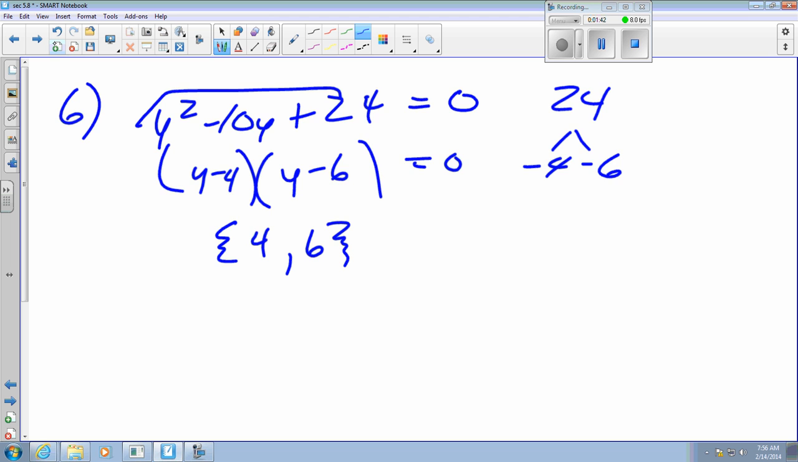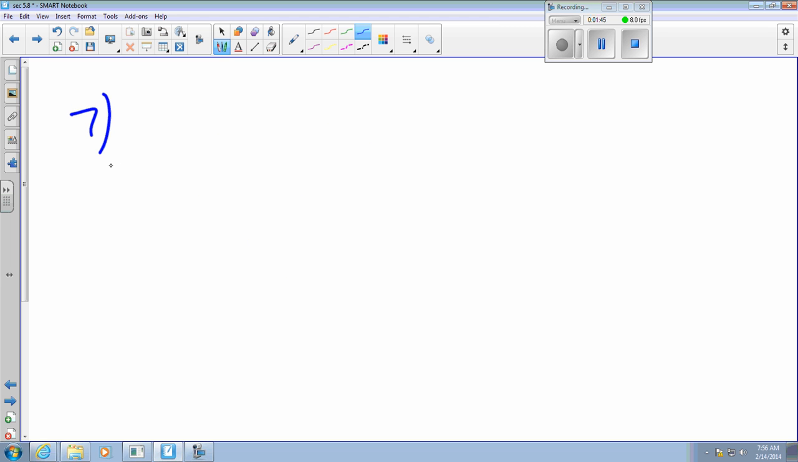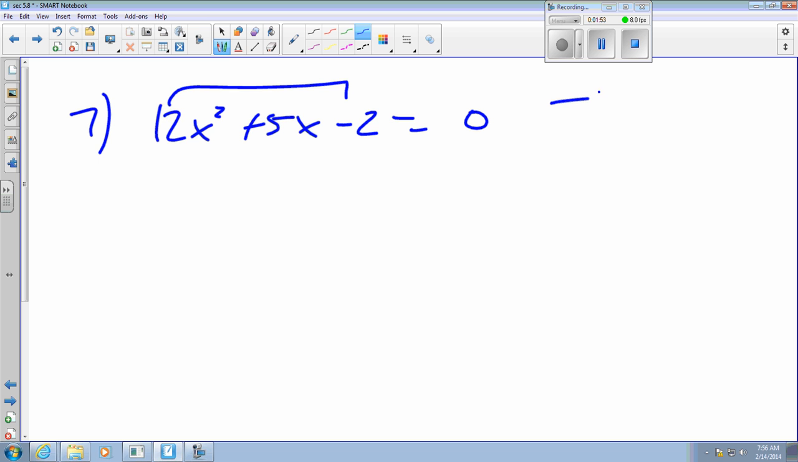Let's go to number 7. 7, we have 12x squared plus 5x minus 2 equals 0. I get -24. Factors of -24 that add up to 5, I'm going to go with 8 and -3.